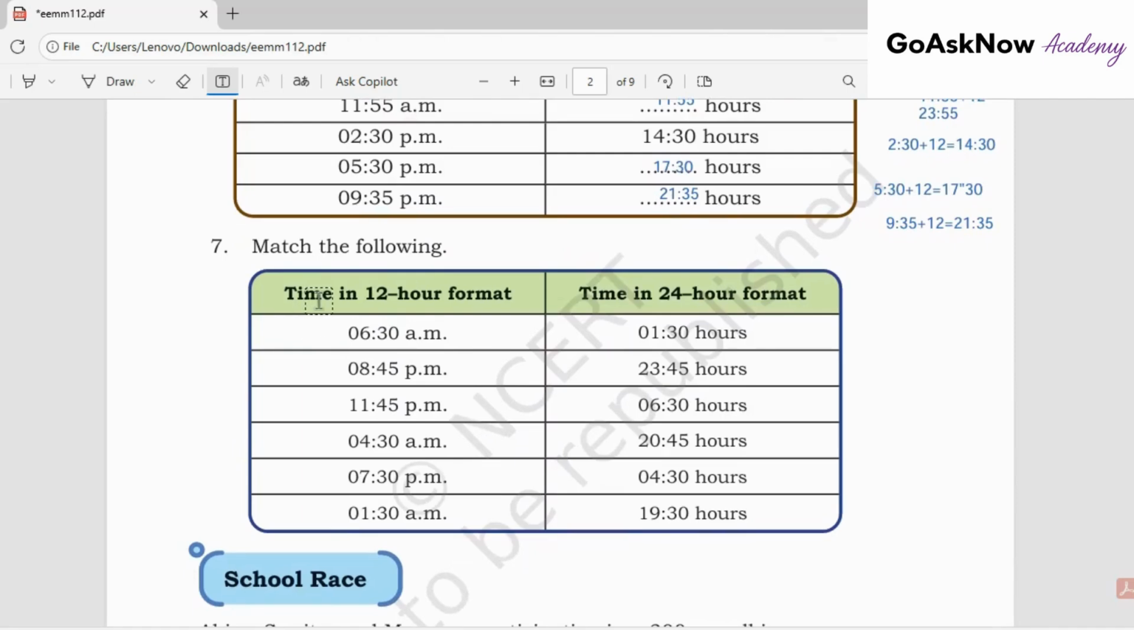Matching the following. Here it is in 12-hour format. Here it is in 24-hour format. Let us number them: first one, second one, third one, fourth one, fifth one, and sixth one. Let us match. Whatever is in AM, we can search for the same value. This is the first one, and 4:30 AM is the fourth one.